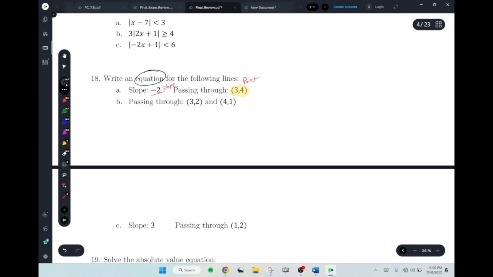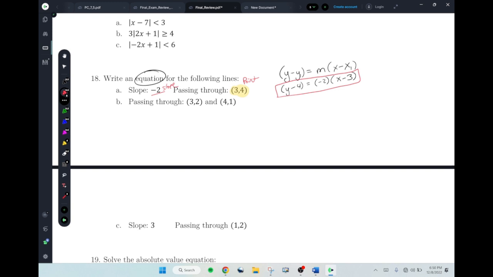So what's that point slope formula for a line? Anybody remember? y minus y1 equals m times x minus x1. So we're going to go y minus 4 equals -2 times x minus 3. Done. This is point slope form if that's what they ask for.